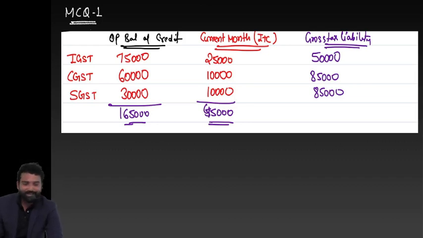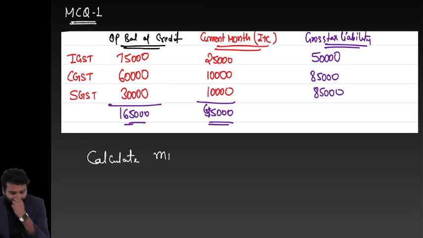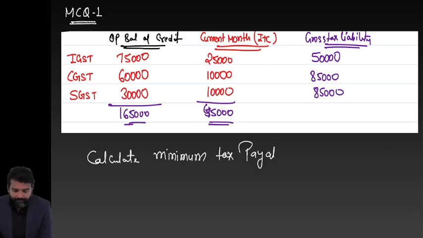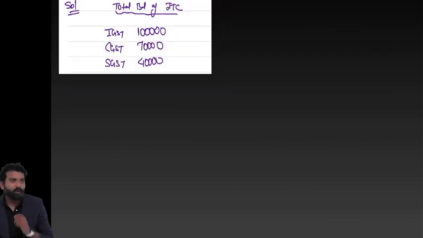Listen very carefully. Now I will explain what is the correct answer. First of all, this is the total balance of ITC. We have the opening balance as well as the current balance. So our total balance will be IGST 1 lakh, CGST 70,000 and SGST 40,000. This is the total ITC we have.